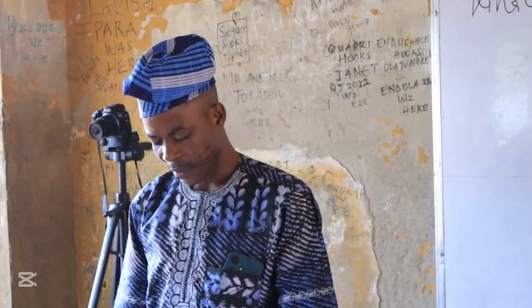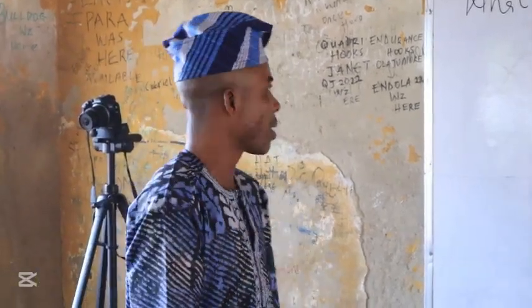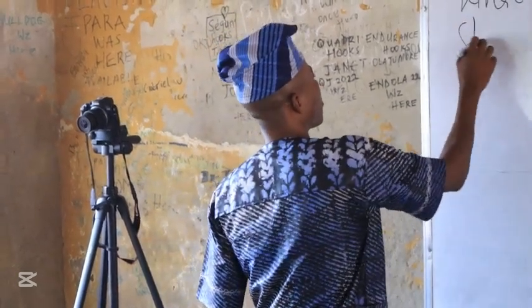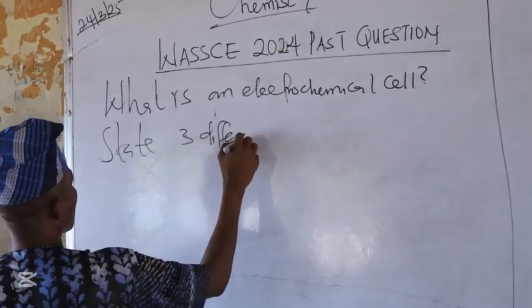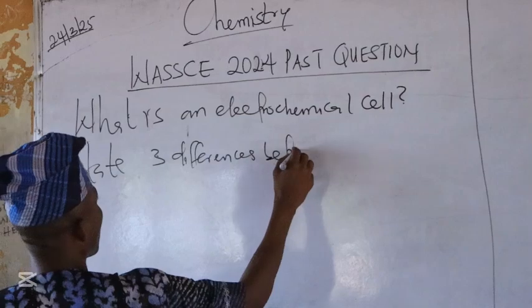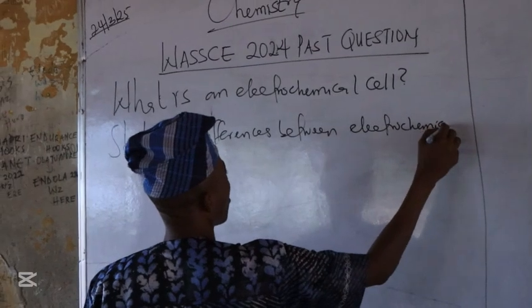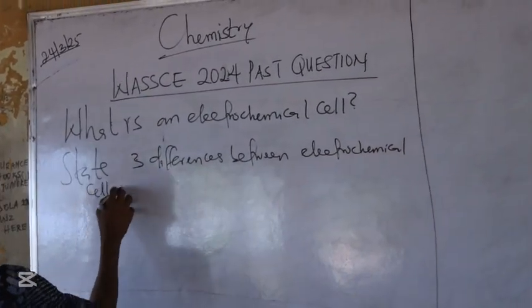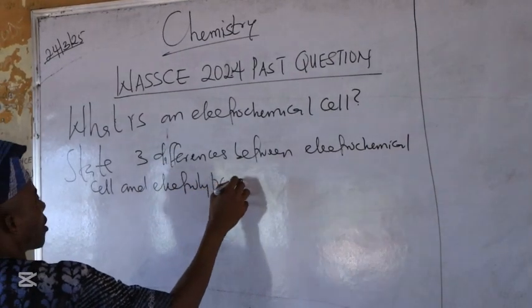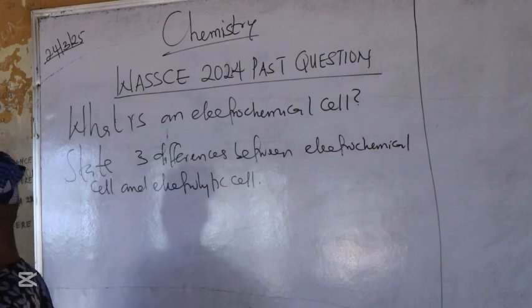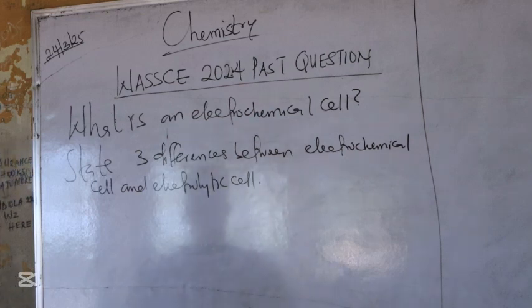Now, B part. State three differences between an electrochemical cell and an electrolytic cell. Now, what are the differences between electrochemical cell and electrolytic cell?